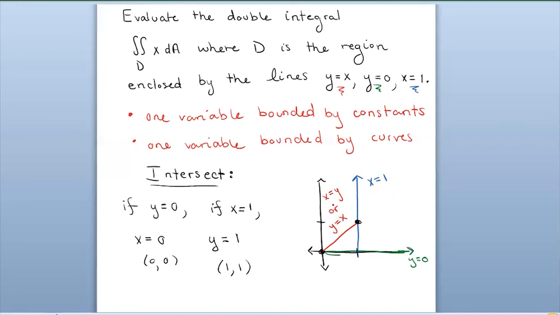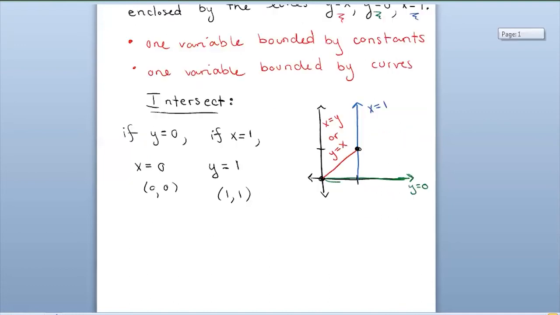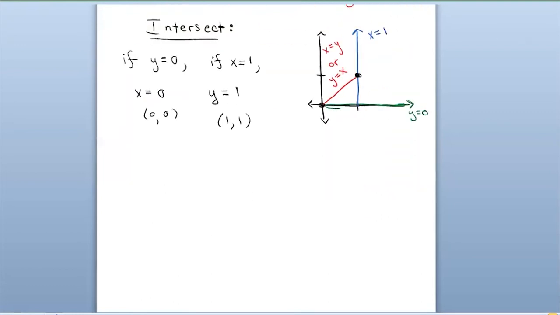Now, as usual, our sketch should give us all the information we need to get our limits of integration. So let's go ahead and get those. Oh, this is my region D. I always want to label it and I forget. So there's my region D, that triangle. So I'm going to show you two different options, actually. One where x is bounded by constants, and the other where y is bounded by constants.